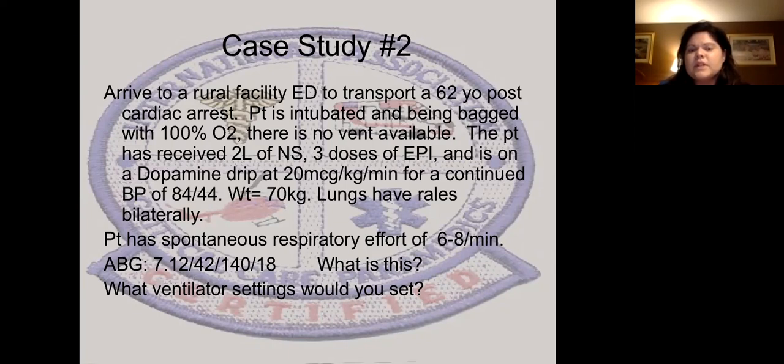There is not a vent available at the sending facility. They don't have a vent, which is typical. So we need to get our vent out and we can start off with some settings that are going to either correct our ABG or that are very generic. Once that patient is relaxed a little bit more, we need to worry about not dropping his blood pressure anymore, but fixing what's going on as far as his respiratory effort. And then maybe considering doing something about the lungs that have rales bilateral.